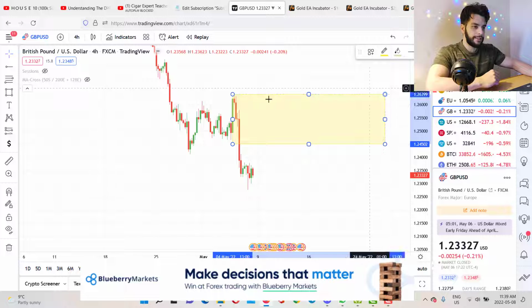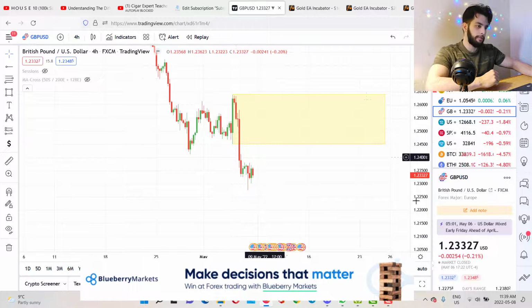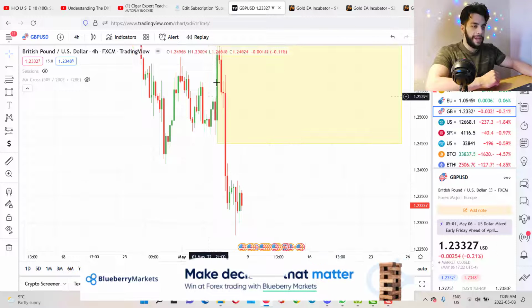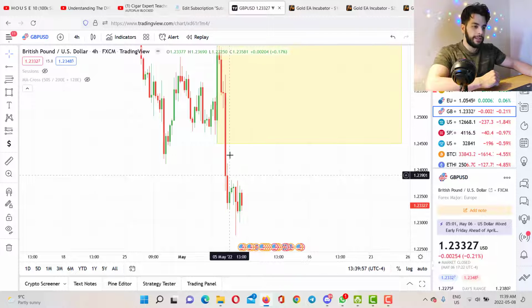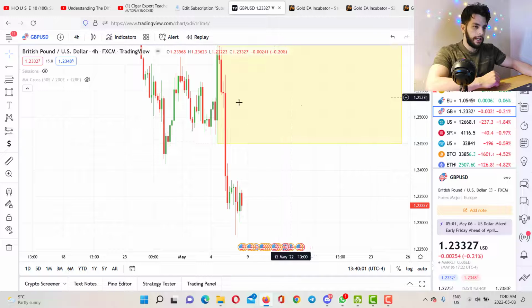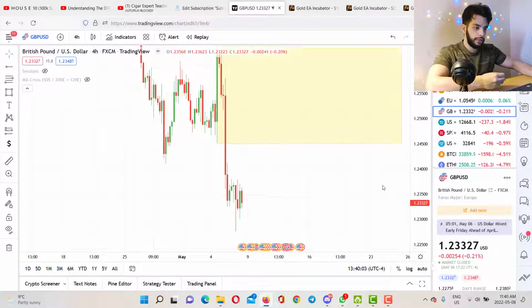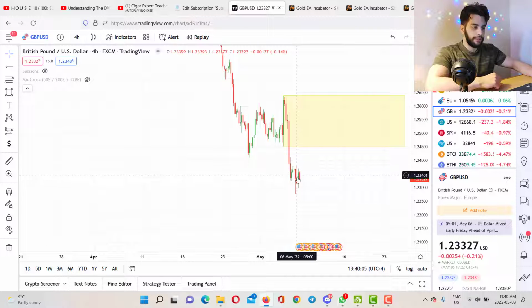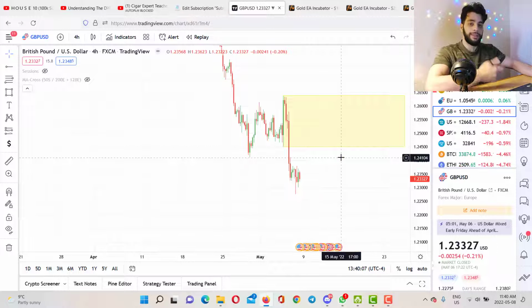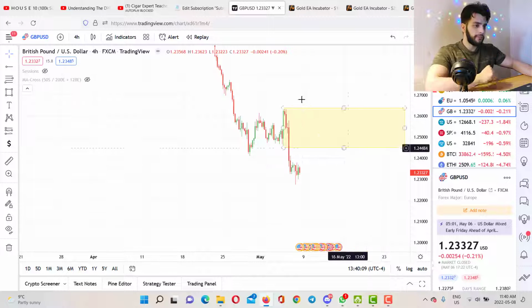And the reason is that this is the last bullish candle before we had a true up, and the next candle after that never tapped into this zone. So that's why there's a gap between this zone and this candle here, and it makes this one a high probability supply zone. So now we have to wait for the price to tap into this level and see what kind of confirmation it's going to give us.